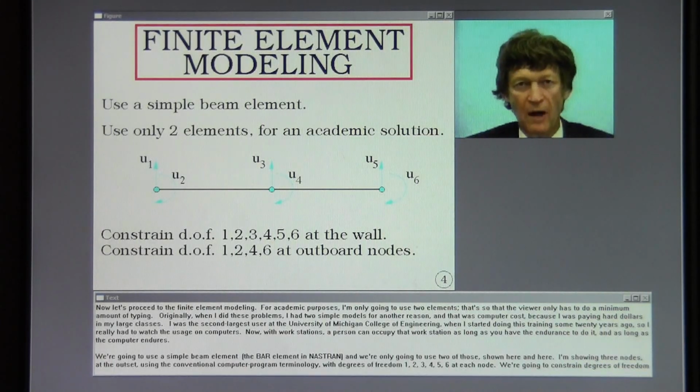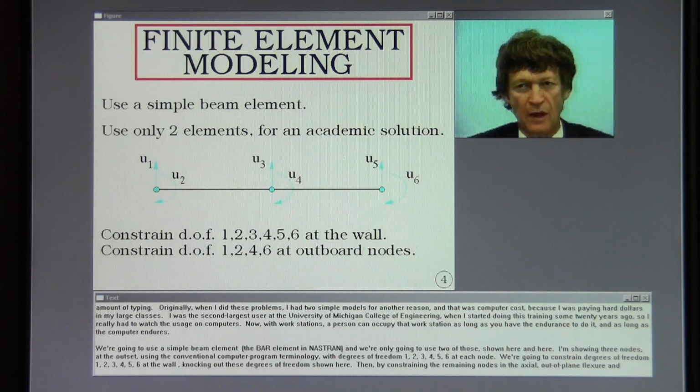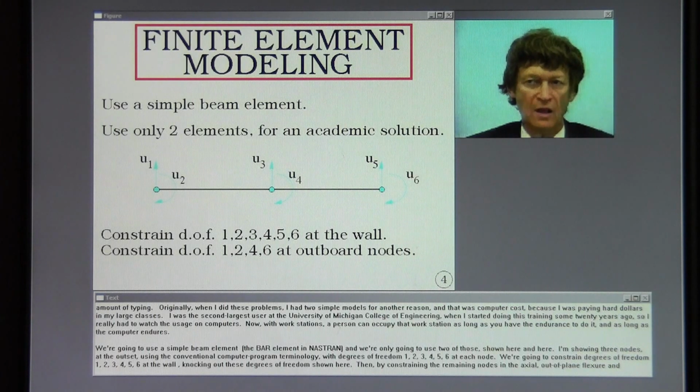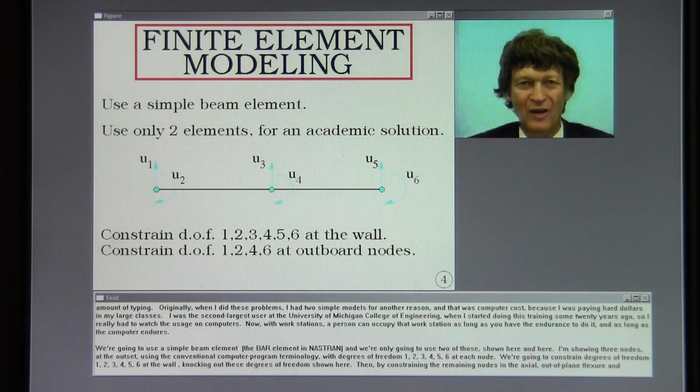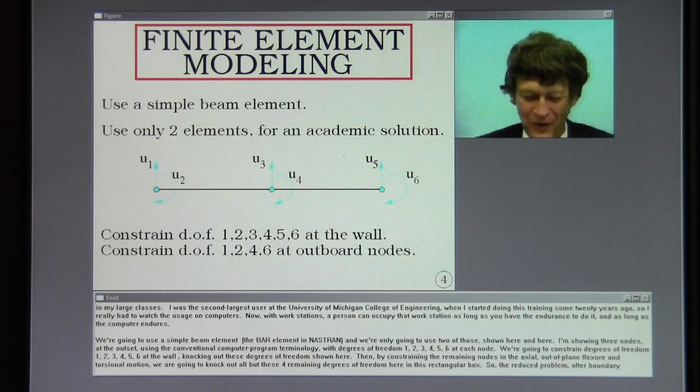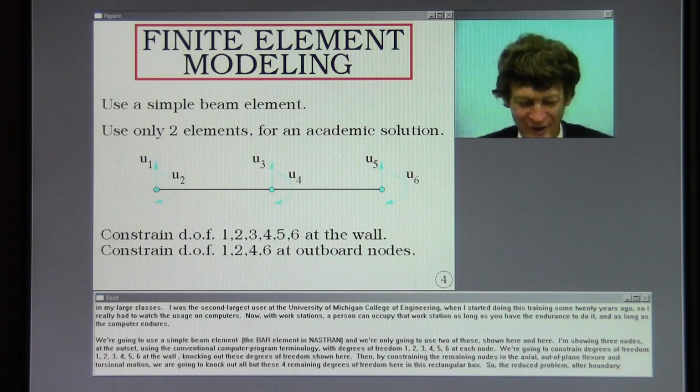Originally, when I did these problems, I had to choose simple models for another reason, and that was computer cost, because I was paying hard dollars in my large classes. I was the second largest user at the University of Michigan College of Engineering when I started doing this training some 20 years ago, so I had to really watch the usage on computers. Now with workstations, a person can occupy that workstation as long as you have the endurance to do, and as long as the computer endures.